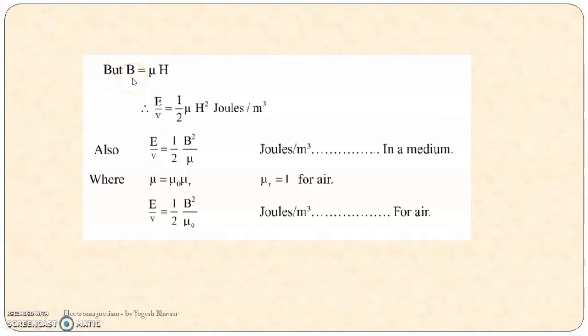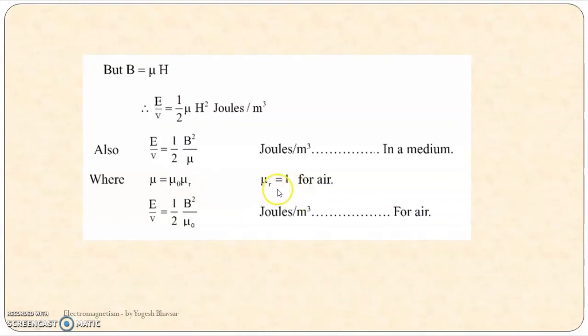Again we have the relation between flux density and field intensity, which is B is equal to mu H, where mu is the permeability. So we will get energy stored per unit volume, which is equal to half mu into H square. So different forms of it. Now we'll see energy per unit volume, which is equal to half B square by mu, by using this expression, again measured in joule per meter cube in a medium, and where mu is equal to mu 0 mu r, with respect to the permeability of free space and relative permeability.